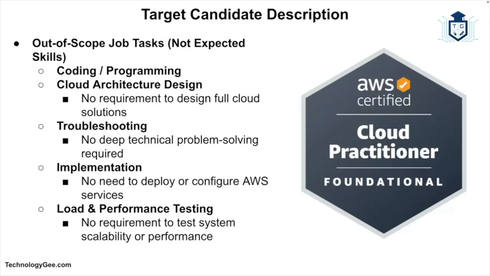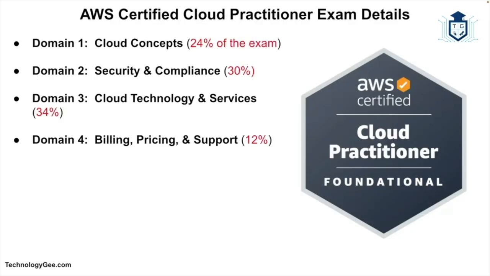All right, next, let's talk about job tasks that are out of scope for the target candidate. The following list contains job tasks that the target candidate is not expected to be able to perform. Just understand that this list is non-exhaustive and these tasks are out of scope for the exam, meaning you don't have to worry about coding, cloud architecture design, troubleshooting, implementation, or doing any load and performance testing. All right, so moving on, let's talk about the exam content.